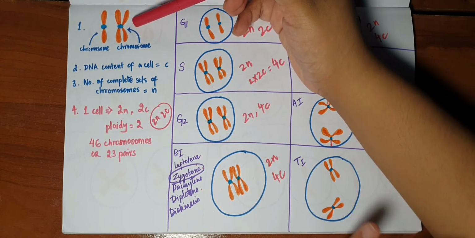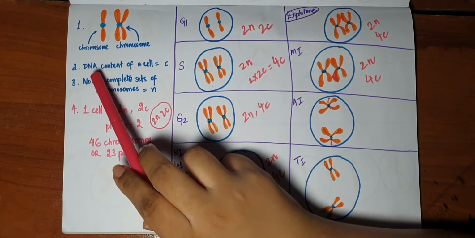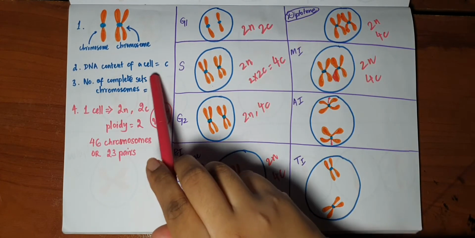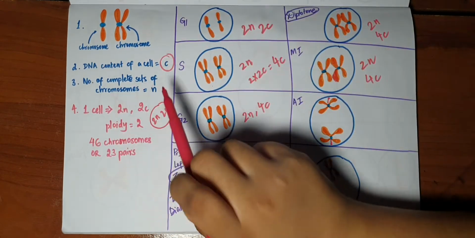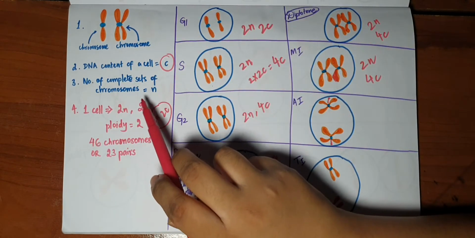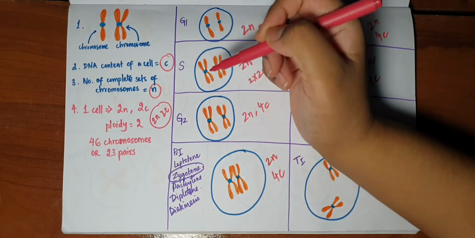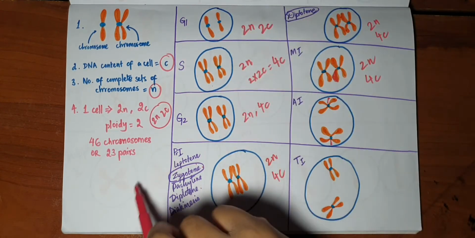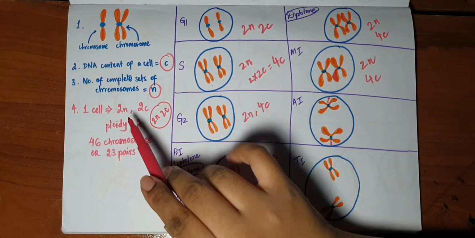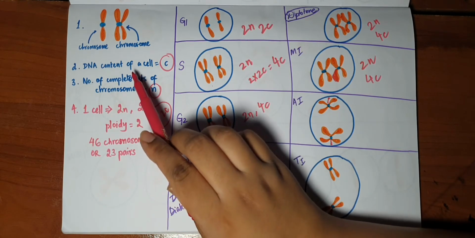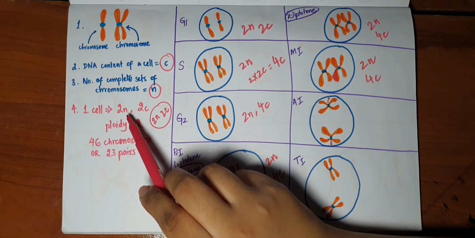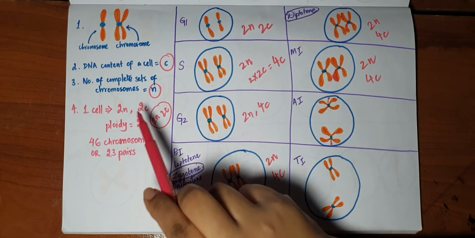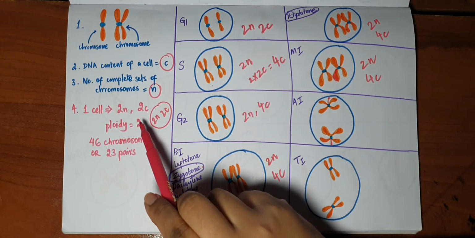to be chromosomes. Okay? Then the DNA content of a cell is represented by the letter C. Okay? And the number of complete sets of chromosomes is referred to as N, small letter N. In one cell, when we are writing about the amount of DNA content or chromosomes, we mention it as 2N and 2C. And this holds true for diploid cells.